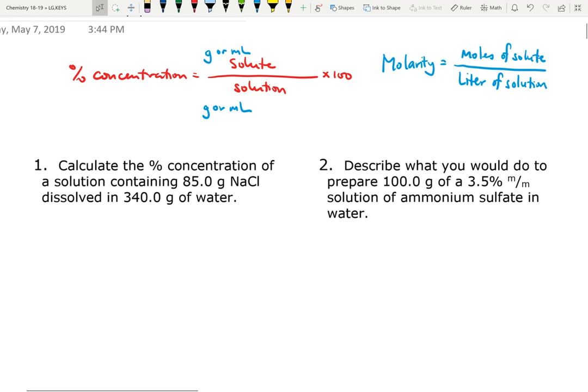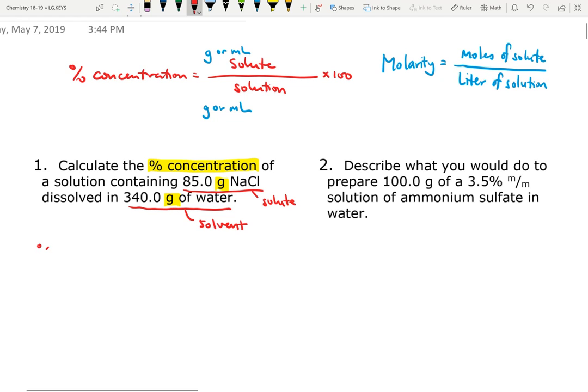So the first question: calculate the percent concentration of a solution with 85 grams of sodium chloride dissolved in 340 grams of water. First of all, obviously this is a percent concentration question. We need to look at the units. They give us grams of the salt and then grams of the water. It's also helpful to recognize that the salt here is the solute, what's being dissolved, and the water is not the solution. It is the solvent. Water is a pretty good solvent for a lot of things. But neither one of these is the solution by itself. Together they make the solution's total, in this case total mass.